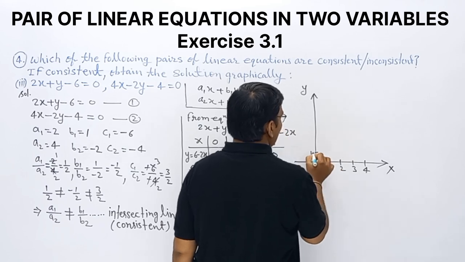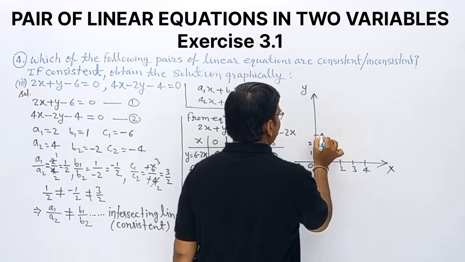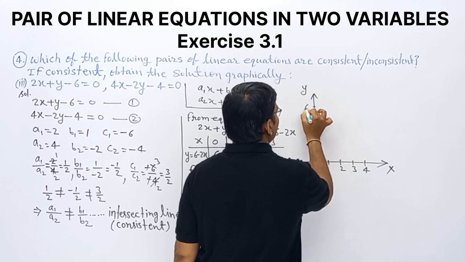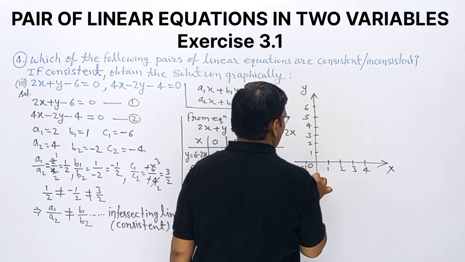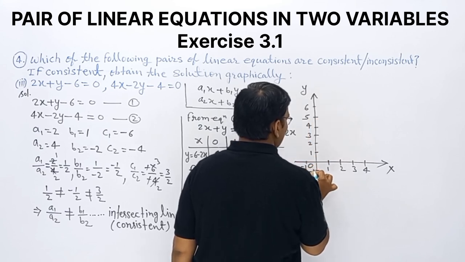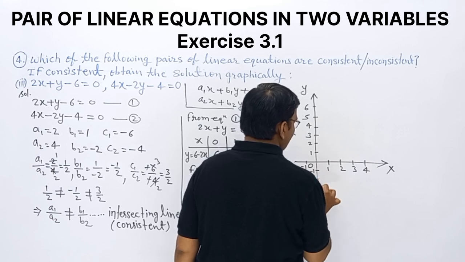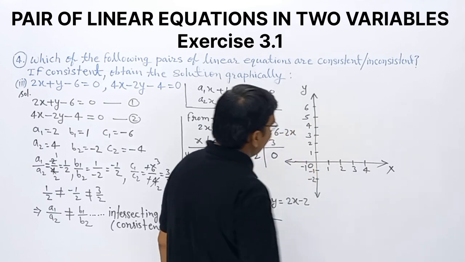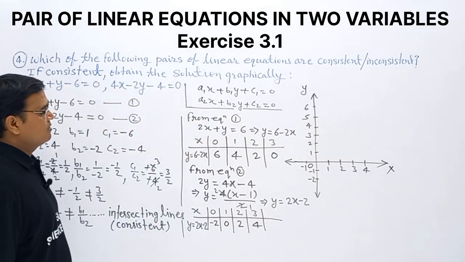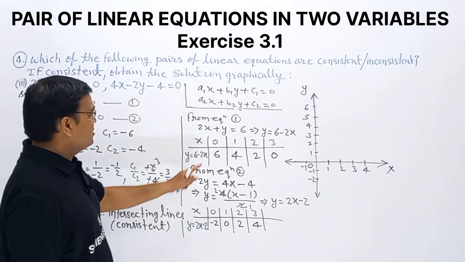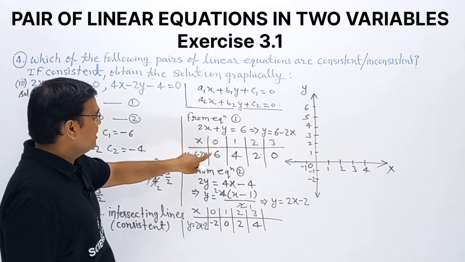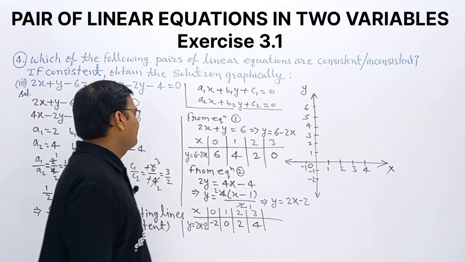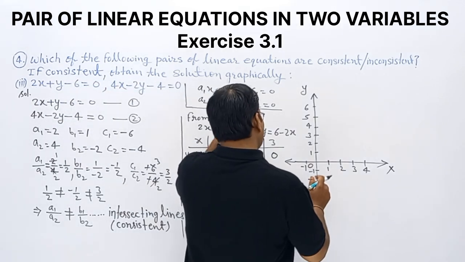Now above the 0 we have 1, 2, 3, 4, 5, 6, and below we have -1, -2 and so on. Clear? Now put the values. For the first equation, what coordinates are we having? When x is 0, y will be 6. So (0, 6), how will we draw it?